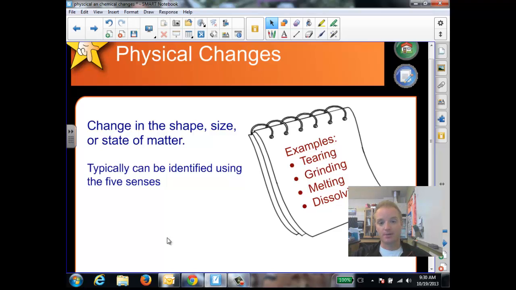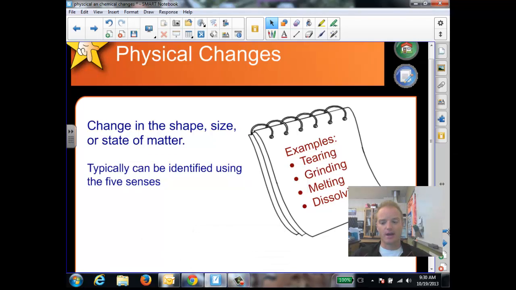Grinding down or chopping up a piece of wood, turning it into just sawdust, it's still wood. Chemically, it's still the same. We just changed the size of it. It's a big thing there. So anytime we change that shape, size, or state of matter.